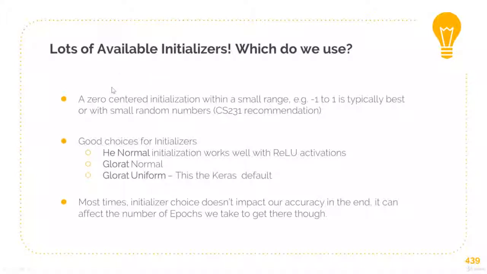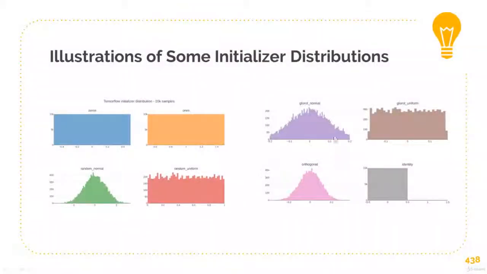Which one do we use? Generally, we always want to use a 0-centered initialization within a small range. For example, -1 to 1 is typically best, and this was recommended in Stanford's CS231 computer vision course, which is a course I highly recommend you take. It's pretty theoretical, but it goes into a lot of detail, especially in the training part of CNNs and neural networks as well. Some other good choices for initializers: He normal works pretty well when you're using ReLU activations. Glorot normal works pretty well too. And glorot uniform, which is the Keras default random initializer. If you're going back, that is what it is here.